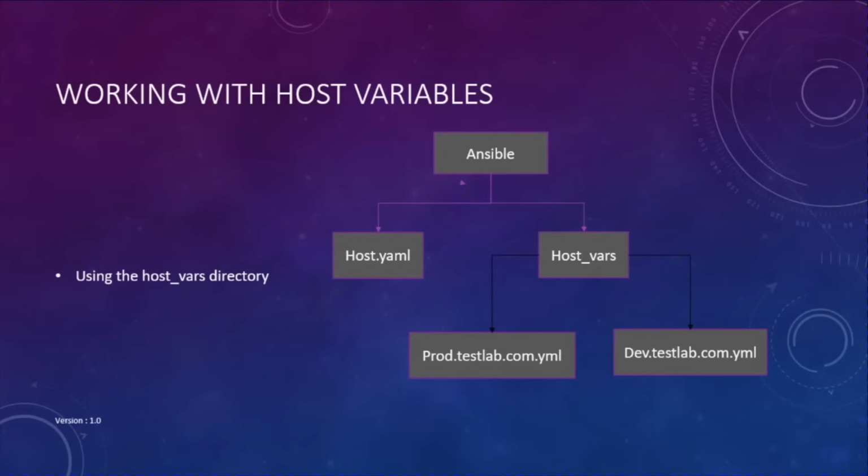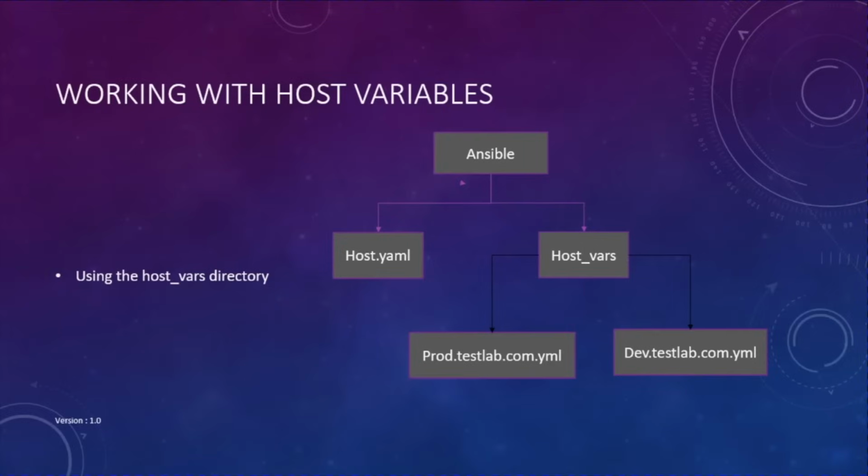Hey guys, in this lecture, let's understand how you can specify the host variables in separate files. This is the recommended method to store host variables in Ansible. You'll need to create a directory structure like this. You'll have a top level directory, and inside it, your hosts.yaml file, and then a subdirectory called host_vars. Inside host_vars, you'll have a single file for each of the hosts that you want to store variables for.